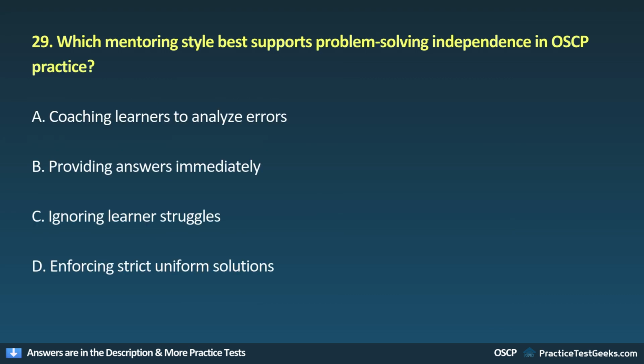29. Which mentoring style best supports problem-solving independence in OSCP practice? A. Coaching learners to analyze errors. B. Providing answers immediately. C. Ignoring learner struggles. D. Enforcing strict uniform solutions.